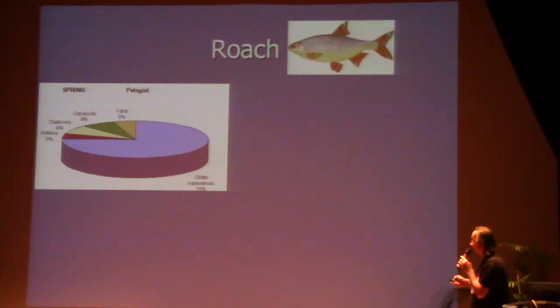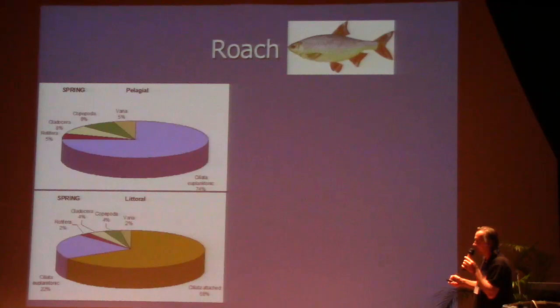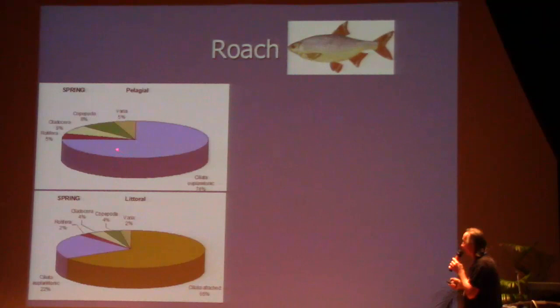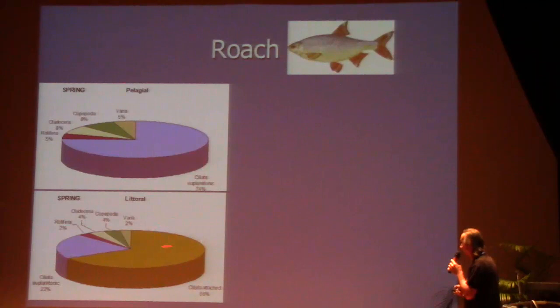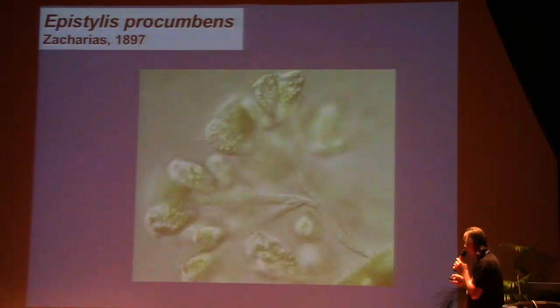But let's look a little bit closer. When we look at the seasonal scale, in spring and summer, which translates again to the larval stage and juvenile stage, in the case of roach we found that most of the diet was made up of ciliates, but in the pelagic zone the ciliates were free-swimming euplanktonic species, while in the littoral zone most of them were attached species. The most common of these species is Tulip procumbens, which grows on macrophytes and other substrata and forms these nice colonies. And it is quite easy for these young larvae to swim and pick these cells up from the colonies, up from the stems.